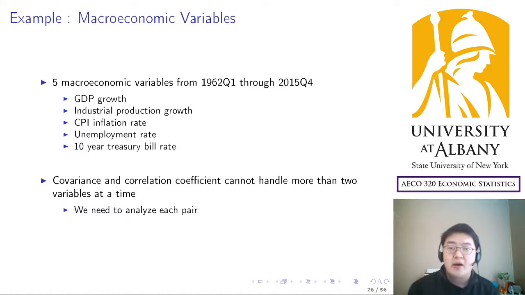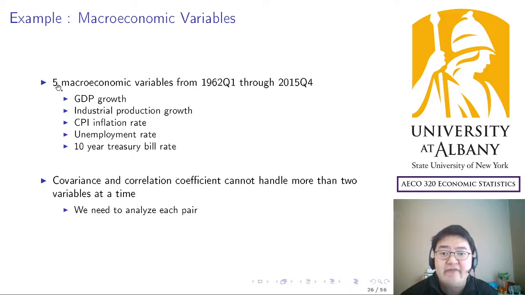Hello. In the previous video, I explained how to calculate the correlation coefficient and the difference between covariance and correlation coefficient. The idea is that covariance captures the direction by its sign, but the correlation coefficient captures the direction and the strength at the same time. And then our next question is, consider this example.